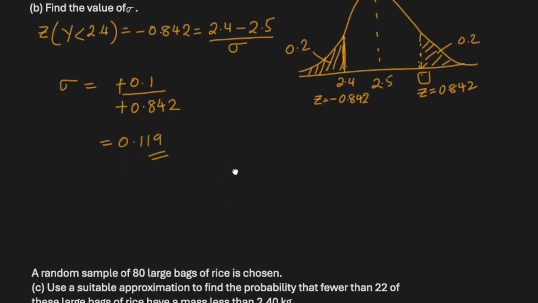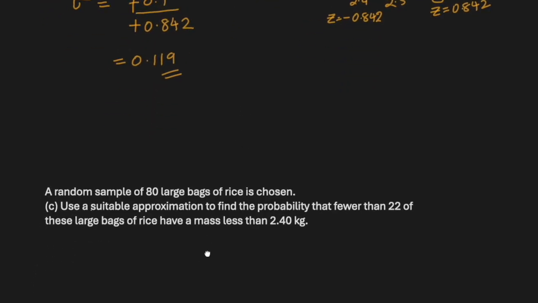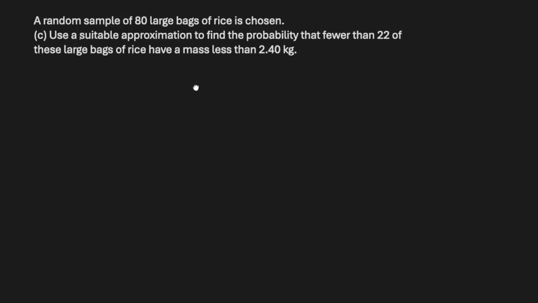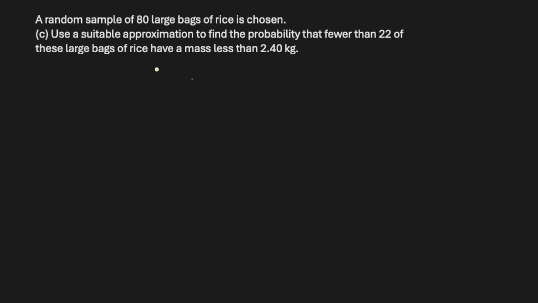Do we have a C part also? Yes. A random sample of 80 large bags of rice is chosen. 80, a big number. Use a suitable approximation to find the probability that fewer than 22 of these large bags of rice have a mass less than 2.4 kg. So they are again large, again 2.4 kg.